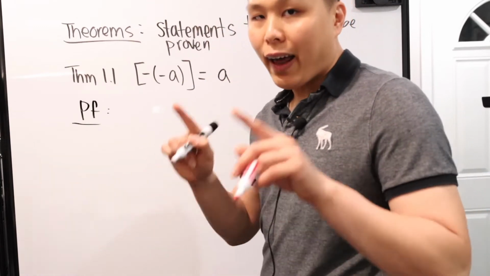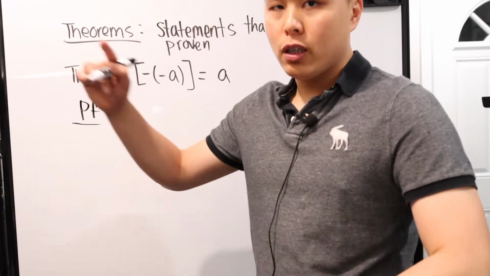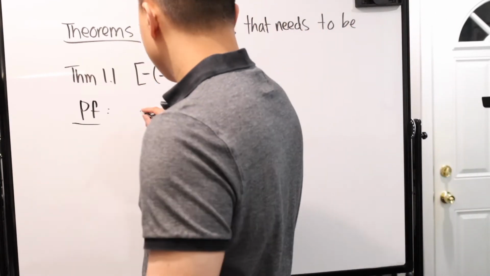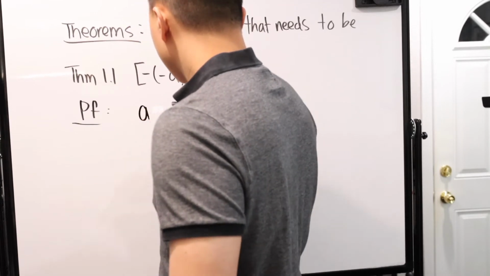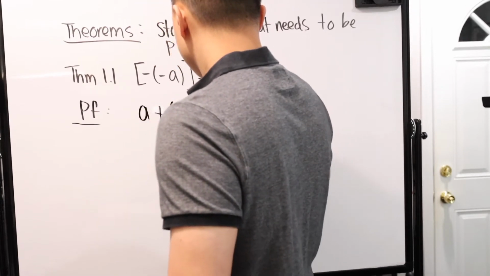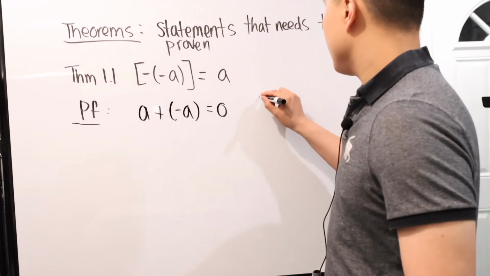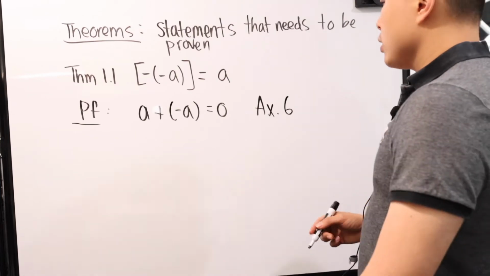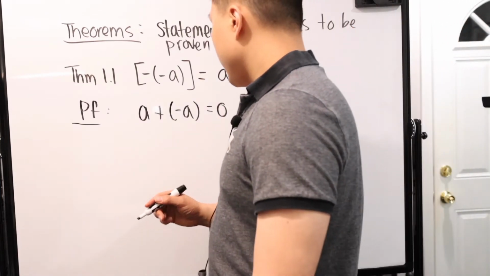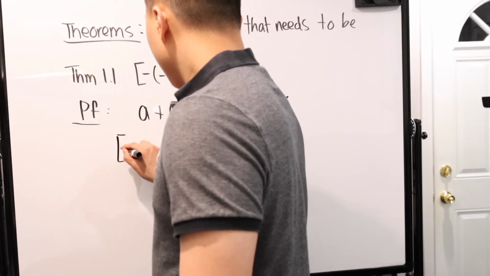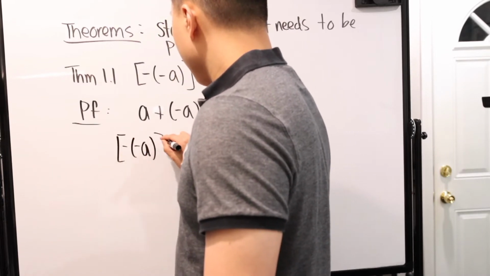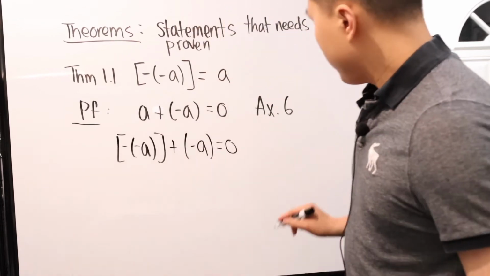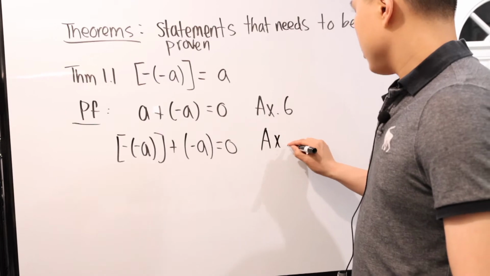The key is actually axiom 6a that I introduced in the previous section. So let's look at this. We know that based on axiom 6a, if we have a plus negative a, that equals 0. That's based on the definition of negative numbers, or axiom 6a. Now keep in mind that we can also say, for example, negative a plus negative a is equal to 0. Why? Because once again, axiom 6a.